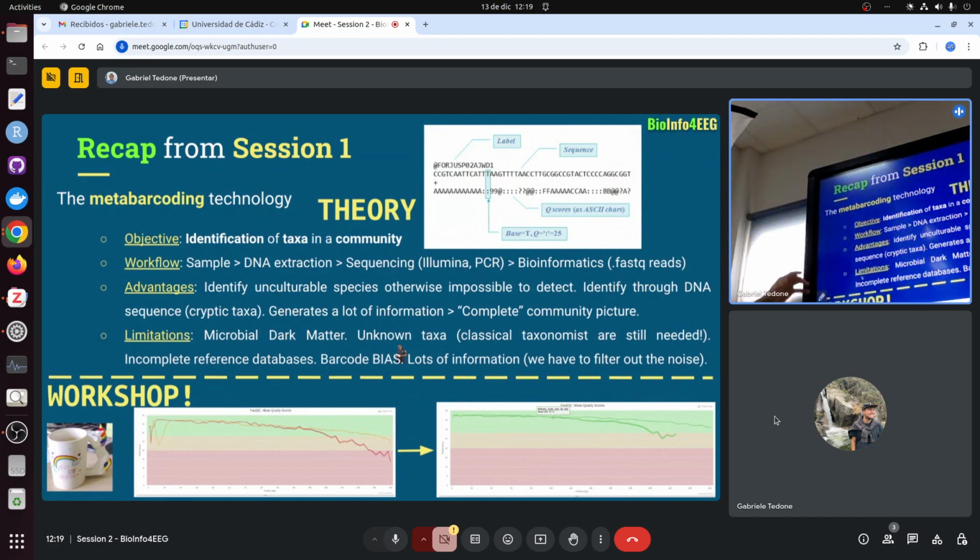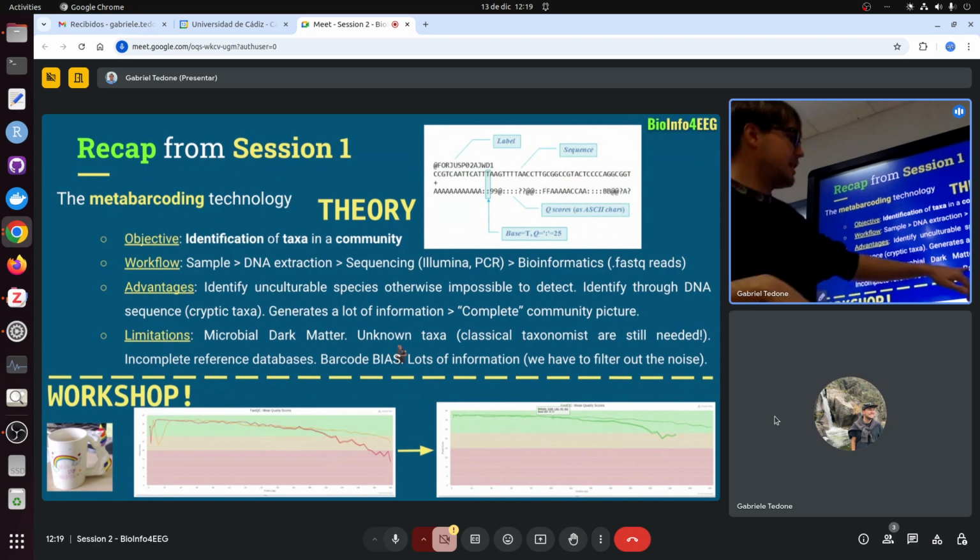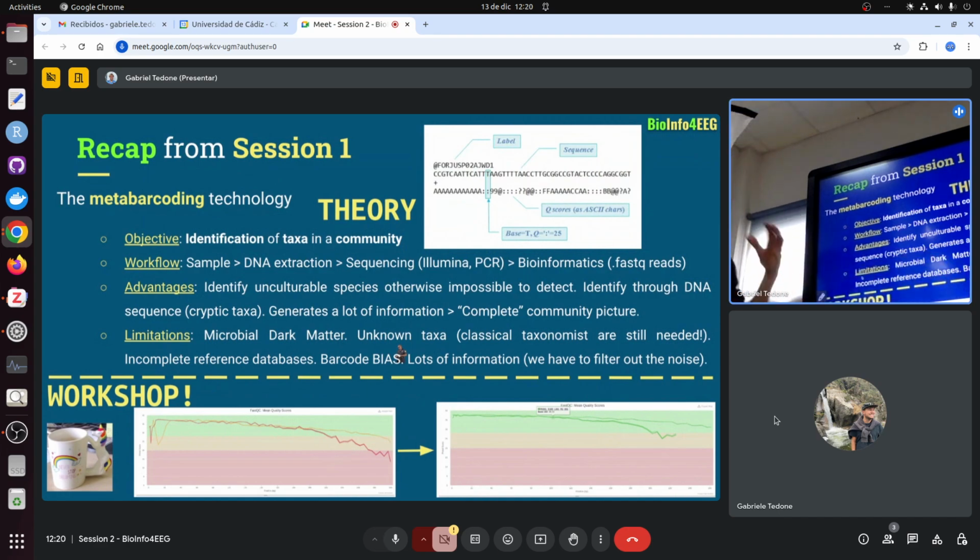There are some limitations to keep in mind always. There's this term called microbial dark matter, which refers to unknown taxa. Okay, we sequence, so for example, we get a sequence, we know this other guy in Australia, for example, got also these sequences, but we don't know what it is. And we also have to keep in mind that there's a barcode bias, which some microbial species will not be amplified through PCR, and we will not detect it with this technology.